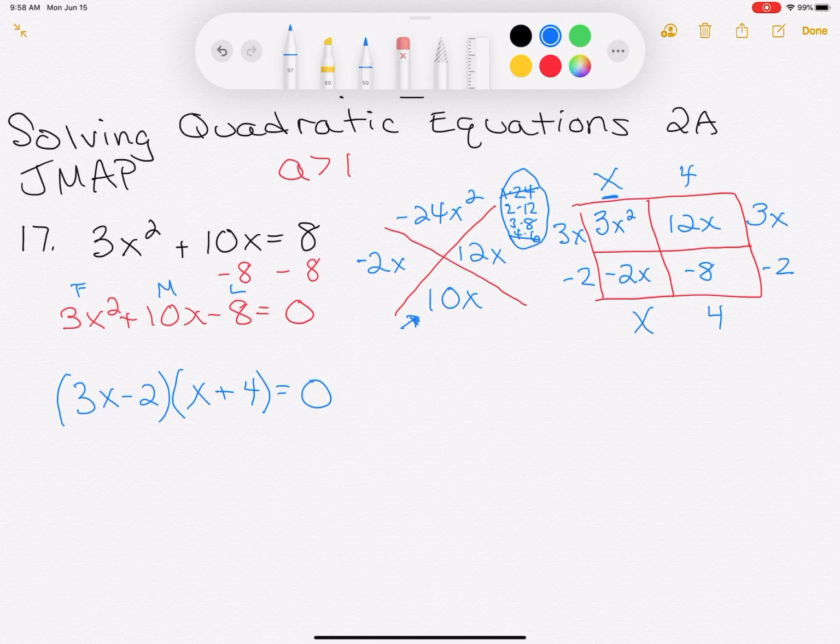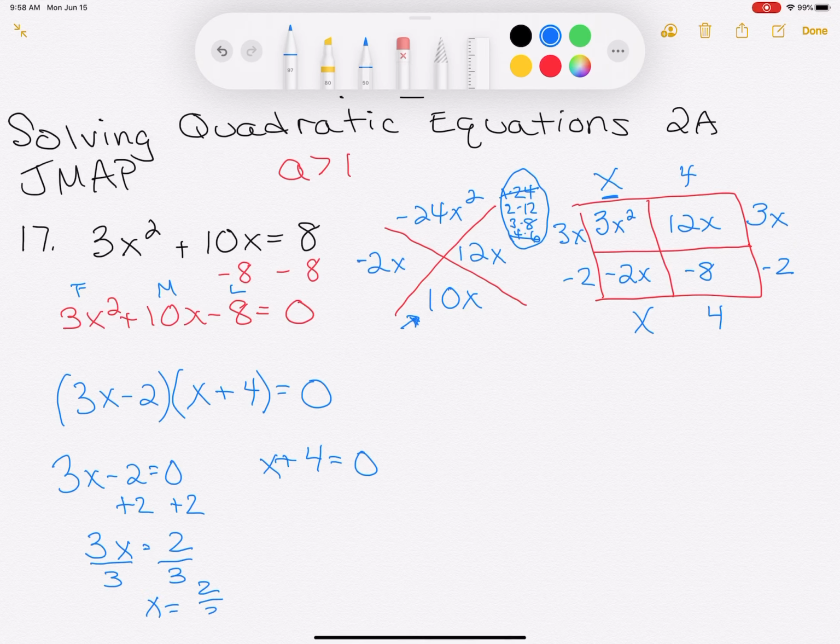That's equal to 0, and now I just have to set my factors equal to 0. And that solves my quadratic equation. So I add 2 to both sides and divide by 3. One of the x's that when you plug in to the quadratic equation will be 2/3. That will get you your 0. And the other one's going to be negative 4.